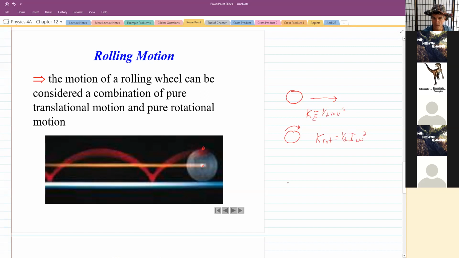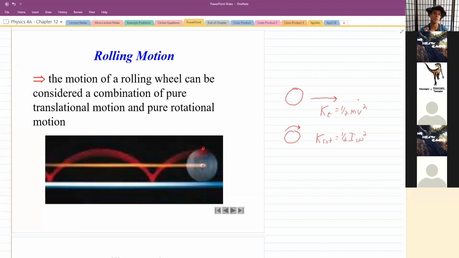This is translational. A rolling object is a combination of translational kinetic energy, 1/2 mv squared, and rotational. So I can consider a rolling object to really be a combination of the object just moving through space without rotating and the object just rotating, and I put those together, and that's really what a rolling object is.